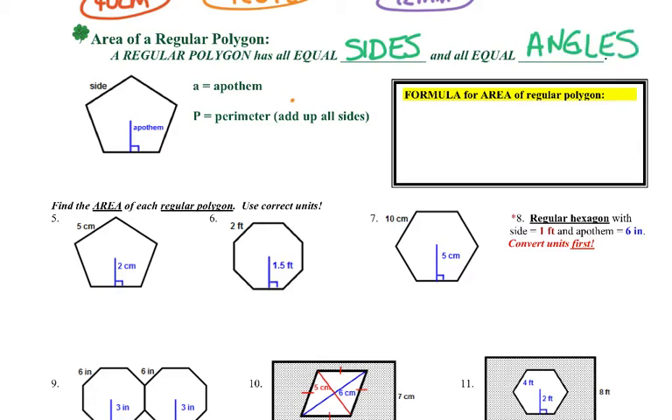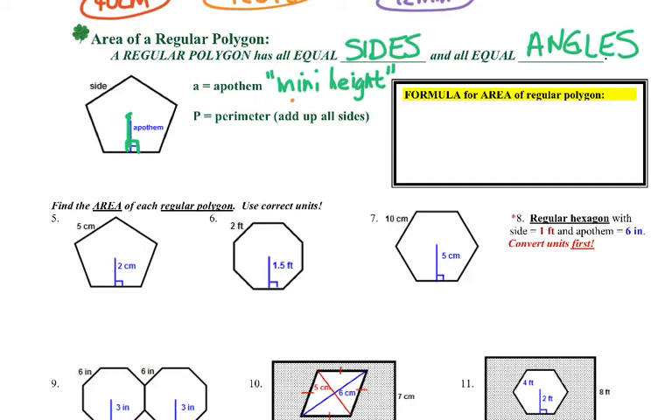This one has what I call the mini height. The mini height, or the apothem, goes from the center of the shape perpendicular to the opposite side. So it's like kind of the height, right? But it doesn't go all the way from top to bottom, so I call it mini height.